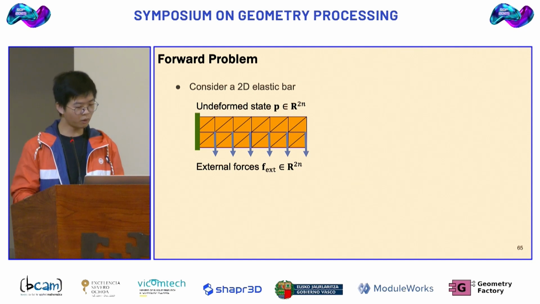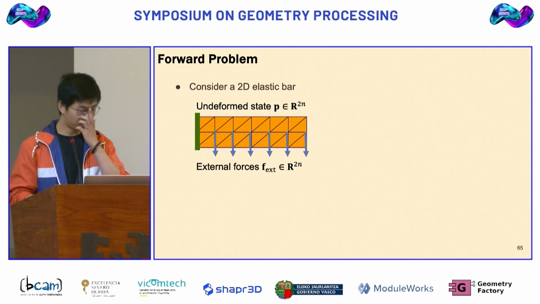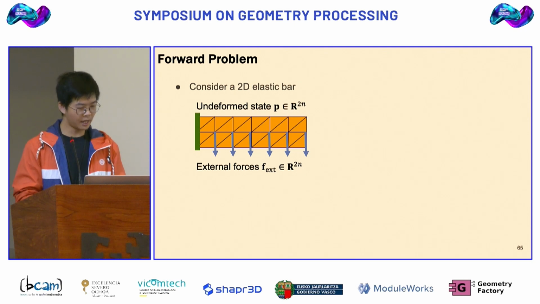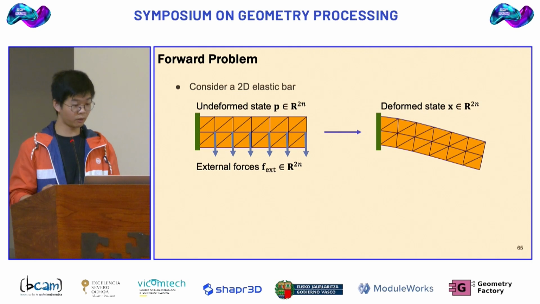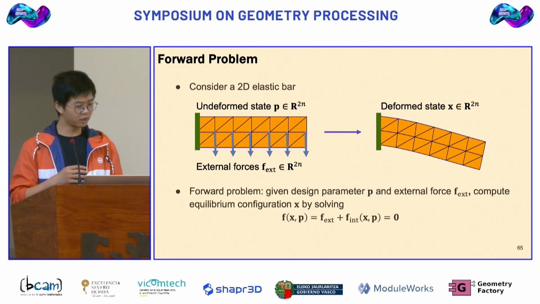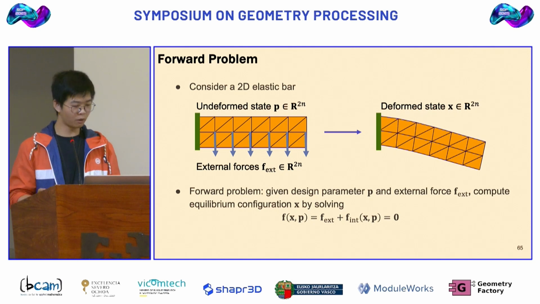So in the forward problem, let's consider a 2D elastic bar as shown here. We have its undeformed state P, and its external force, which is gravity in this case. And after deformation, we can get its deformed state X, as shown here. So in this forward problem, given design parameters P and external force F_x, we compute its static equilibrium configuration X by solving this force balancing equation.